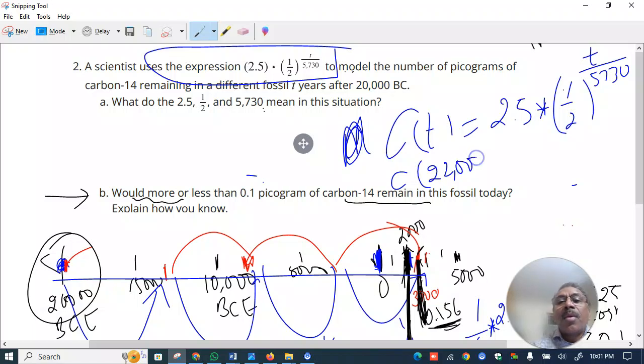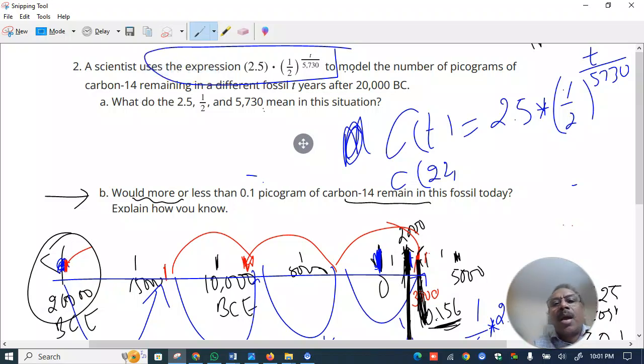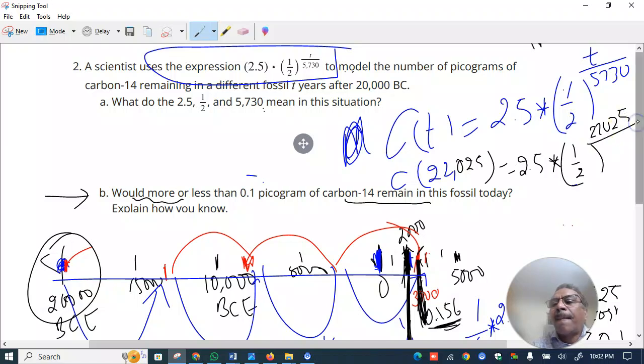Now, if you want to know very precisely, we are in 22,025, right? So I could write it like this also. Then we'll have to write down 2.5 times half raised to 22,025 divided by 5730, and put this whole thing on the calculator.